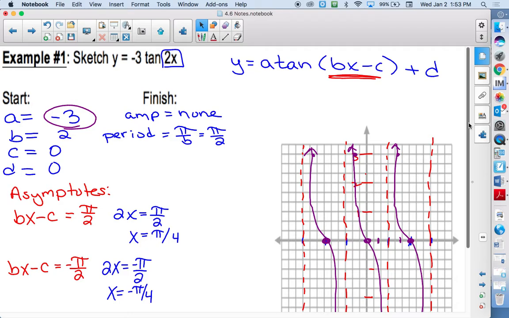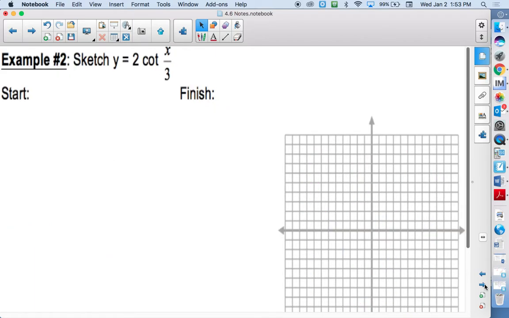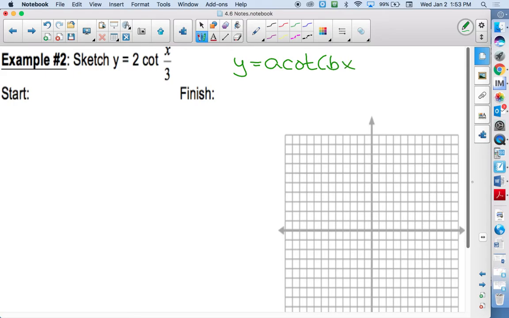So we're going to do one other problem, and it's at the top of the next page. Again, if you want to follow along the notes, you can, or you can graph on the graph paper. But I want to make sure you can graph both tangent and cotangent. Same equation, just tangent is now cotangent. And we're going to start with that same information.